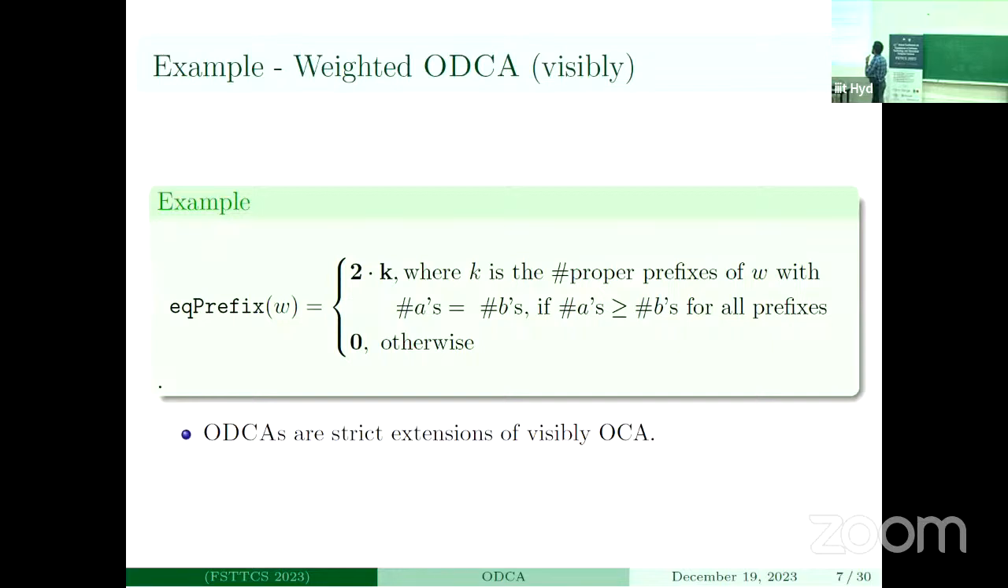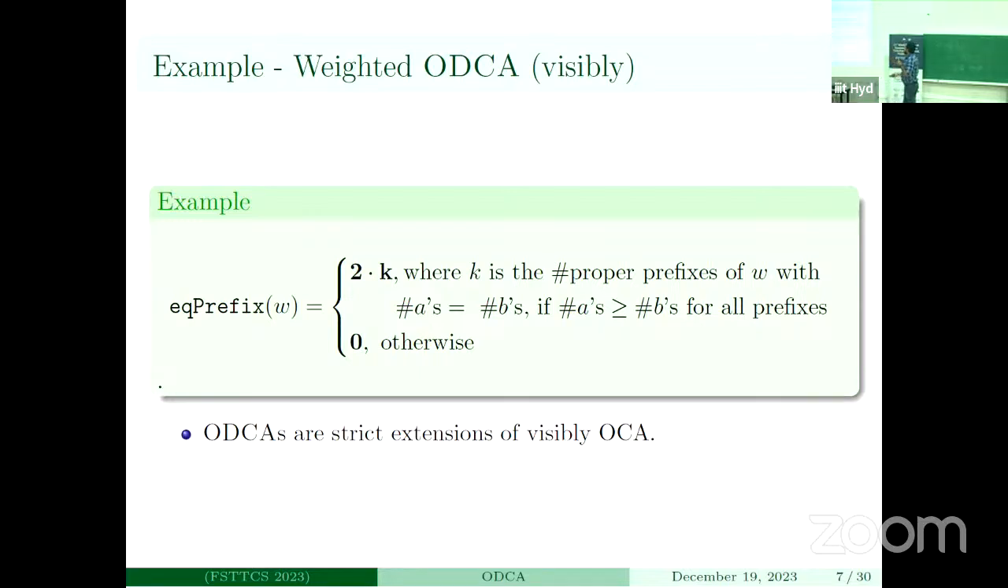So consider the example. This is a function called equal prefix of w. The function outputs 2 times k, where k is the number of proper prefixes of the word w with an equal number of a's and b's, provided that for every prefix you have more a's than b's. Otherwise it outputs 0. I'll give you another moment to take a look at it.